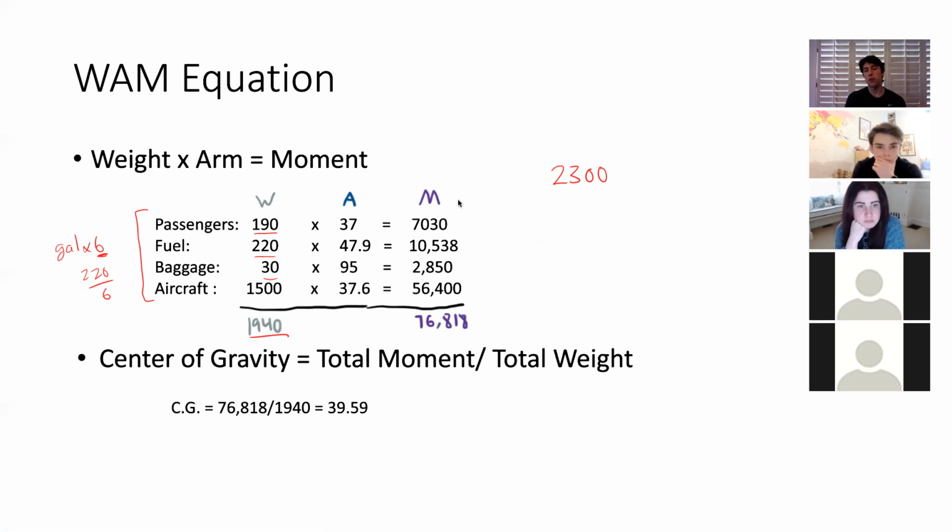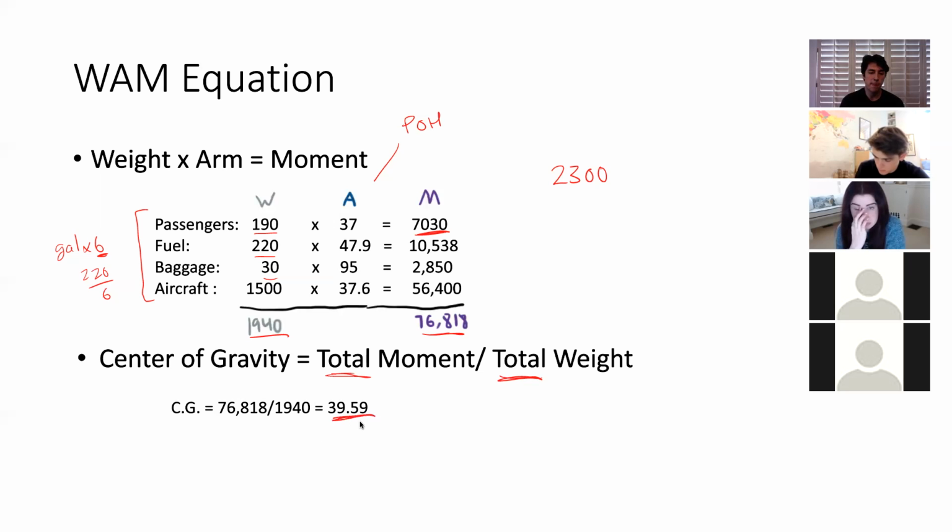In the WAM equation, we're of course calculating the moment over here. So we just take weight times the arm. The arm is going to be given to you in the pilot operating handbook by the manufacturer. So you're going to have all this information. You get the moment, you add the moments up here, and then the center of gravity is just the total moment divided by total weight. So here in this example, we have about 77,000 divided by 1,900.